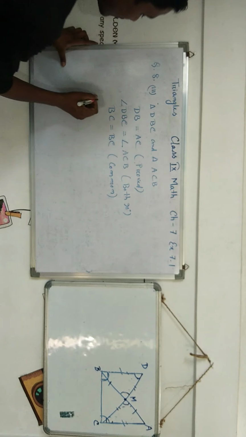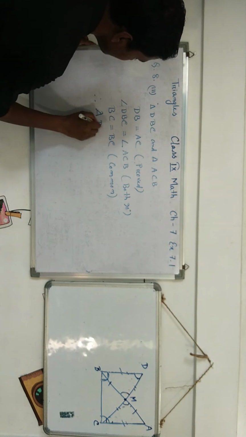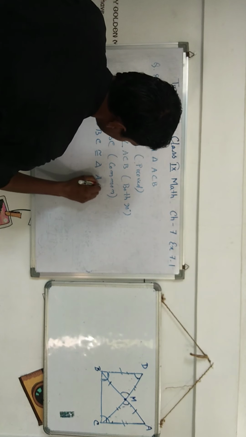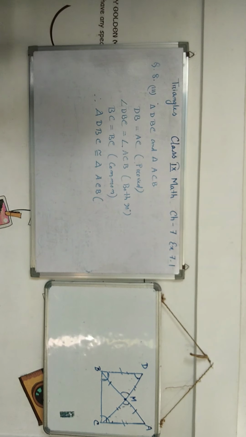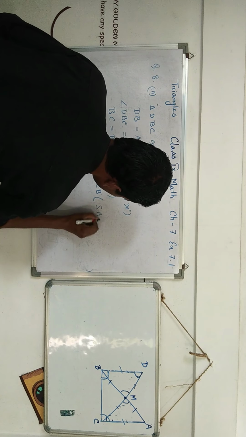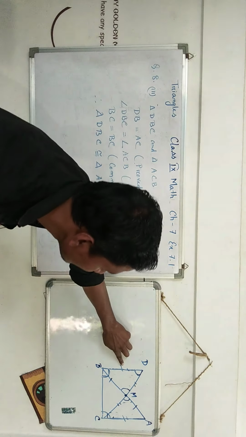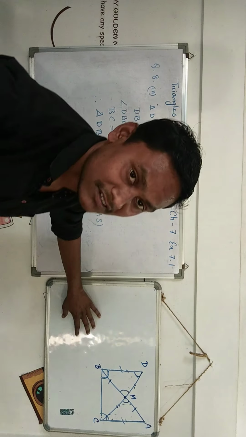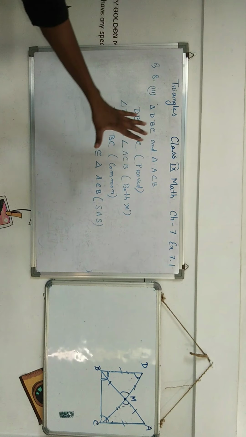Now look here. Therefore I can write triangle DBC is congruent to triangle ACB. So these two triangles are congruent. What rule? The rule is side angle side again. Side angle side. So the side angle side rule for part 3 is also over.